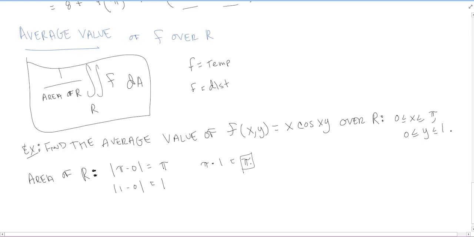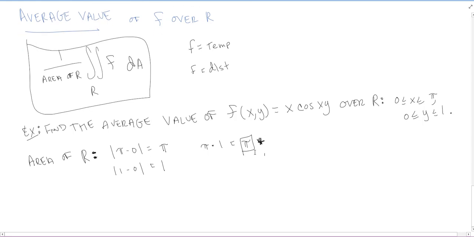And so the area, think of it like length times width, is just pi times 1, which is pi. I'm going to put a star by this, because we need it later. We're going to divide by it, or we can just keep it in our work the whole time, if you remember to put it in the front. And so the average value of this function is equal to 1 over the area, so 1 over pi, times our double integral.